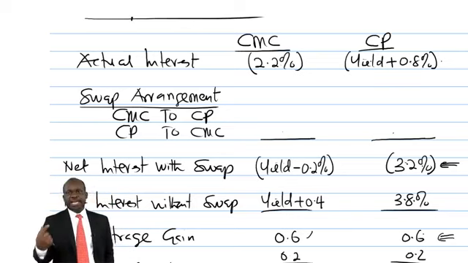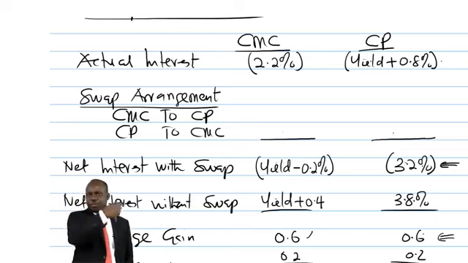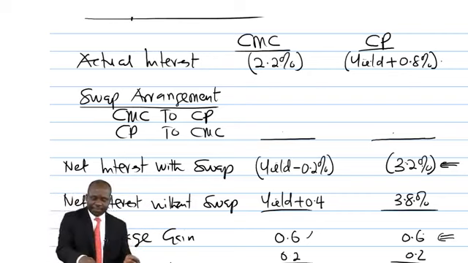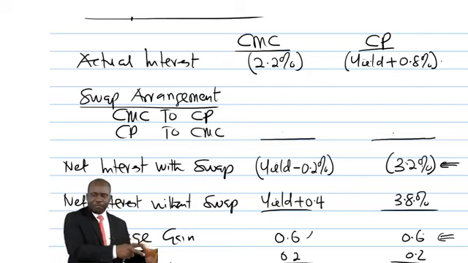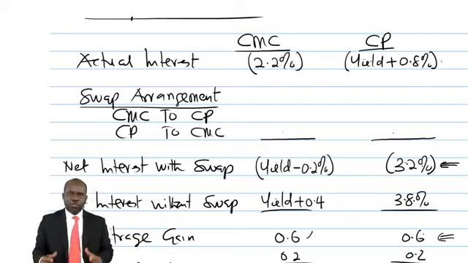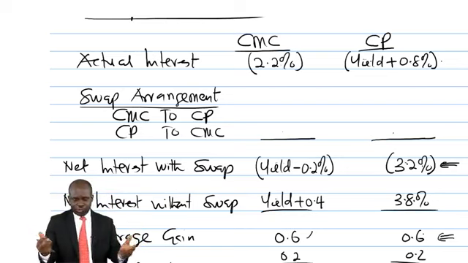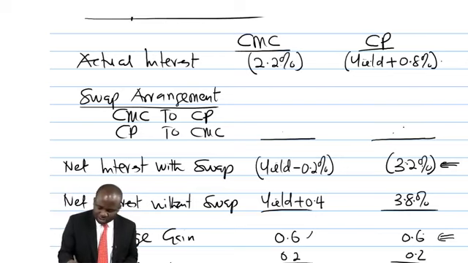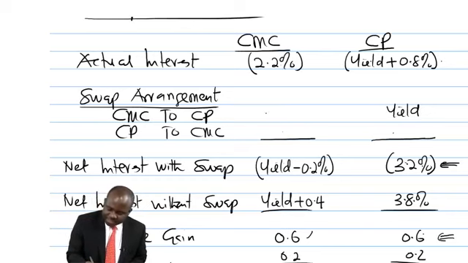then for me to pay 3.2 without the yield, it means I have to receive yield from the other party, which common sense will also tell you. CMC is moving away from fixed to variable. So he has to pay what? Yield. So when he is paying yield, CP will receive. So I'll say CMC to CP. CP will receive the yield, and then CMC will pay the yield.